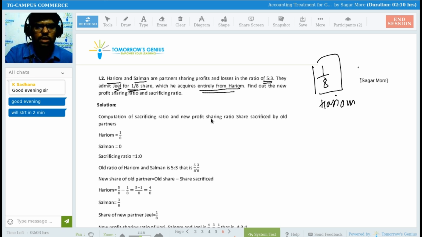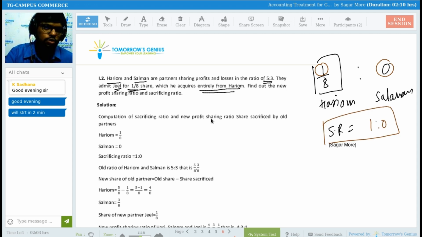And how much is the sacrifice done by Salman? Salman is 0, right? And how to calculate the sacrifice ratio? We know the numerator of share sacrificed is always your sacrifice ratio, right, Sadhna, Dhanashri? So here 1 and here 0. So the sacrifice ratio is 1:0.